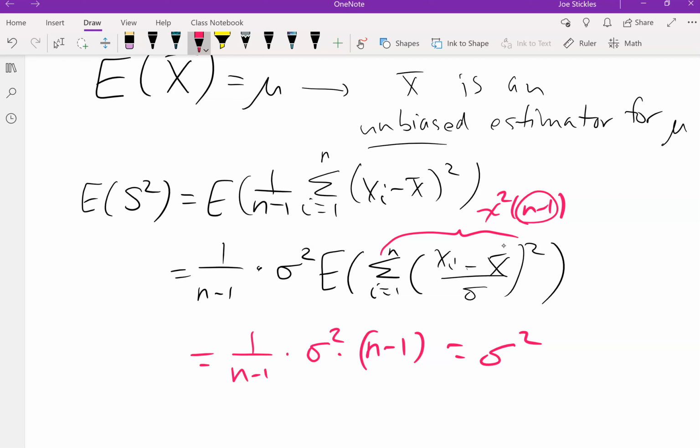That's the practical point of having an n-1 in there instead of an n. Does that make sense? All right, cool. So let's see if we can actually do a practical problem that involves this.